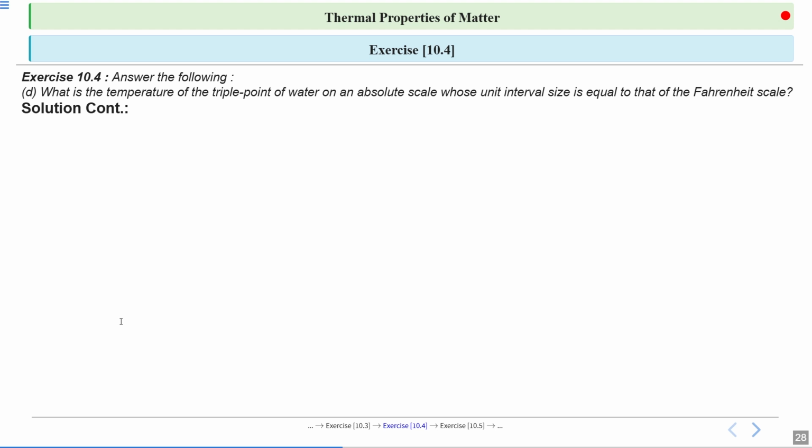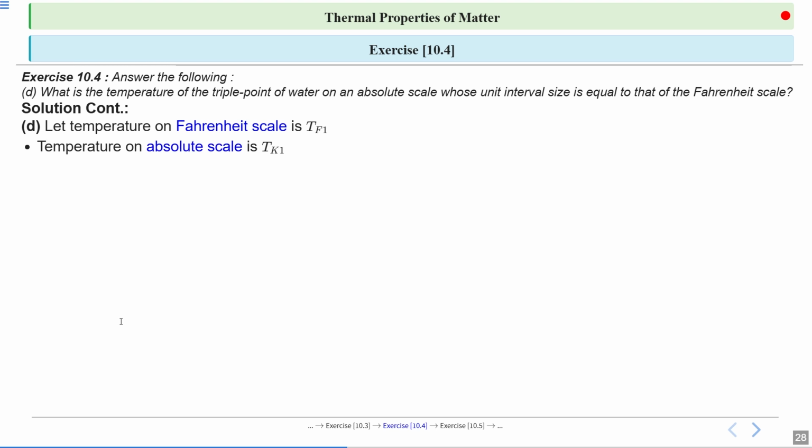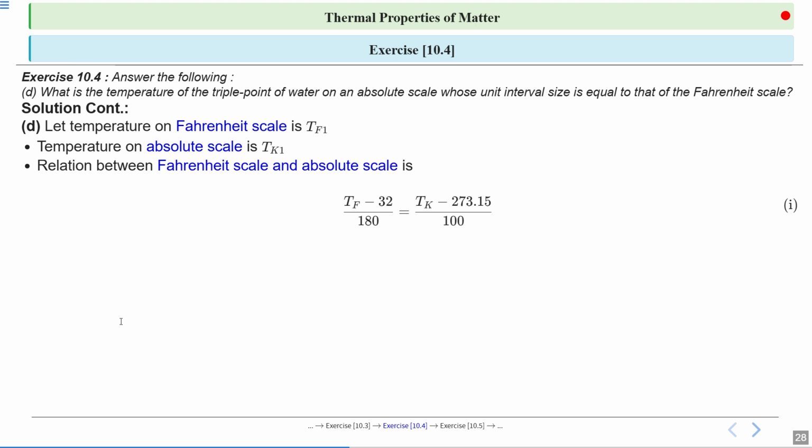Now, what is the temperature of the triple point of water on the absolute scale whose unit interval size is equal to that of the Fahrenheit scale? So let the temperature on the Fahrenheit scale be TF1 and the temperature on the absolute scale be TK1. And we know the relation between the Fahrenheit scale and absolute scale, that is (TF minus 32) divided by 180 is equal to (TK minus 273.15) divided by 100.